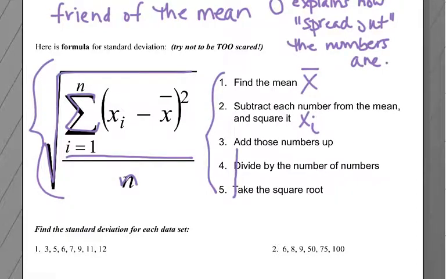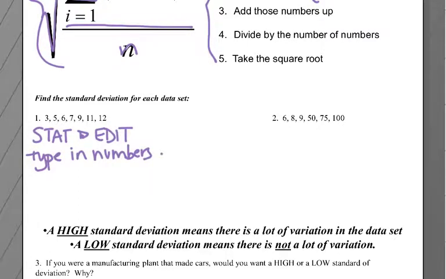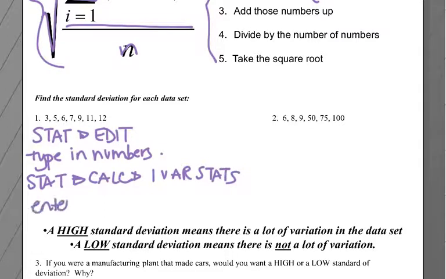So here's what we're going to do. We're going to hit the stat key, and then edit. Then you can type in your numbers, and it'll say L1, list 1. Once you have your numbers typed in, you go back to stat, then to calc, and choose one variable stats. Once you do that, you hit enter 3 times. Enter, enter, enter. That's going to give you all the statistics for that data set.